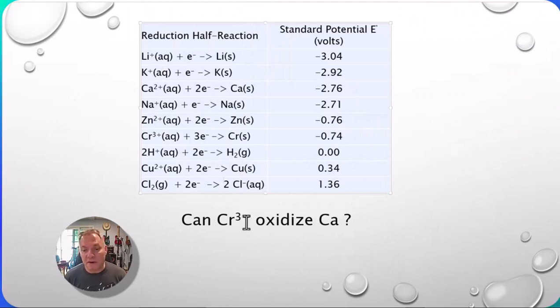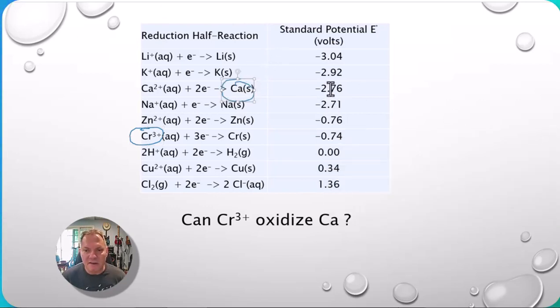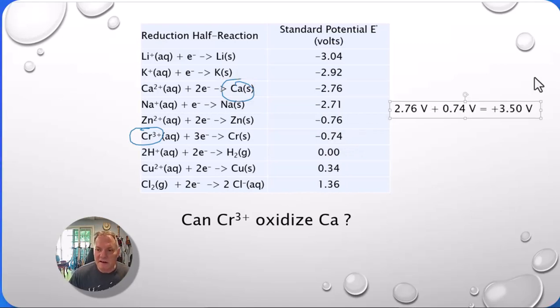All right. Can a chromium 3 ion oxidize calcium? And again, I'm just going to find those two things in the table. So the chromium 3+ is here. The calcium is here, and I'm simply going to add the two voltages together. So the voltage for the calcium oxidizing is positive 2.76. The reduction of the chromium 3 is negative 0.74. So what we see here is the total voltage for this reaction is a positive 2.02 volts, a positive potential. So that means chromium ions can oxidize calcium.